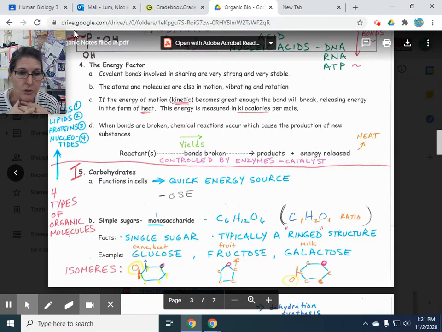What carbohydrates do within the cells is act as your quick energy source. It's the first place that your body wants to go to in order to break down food to get ATP. It wants to break down those carbohydrates. It's the best energy source for your body.